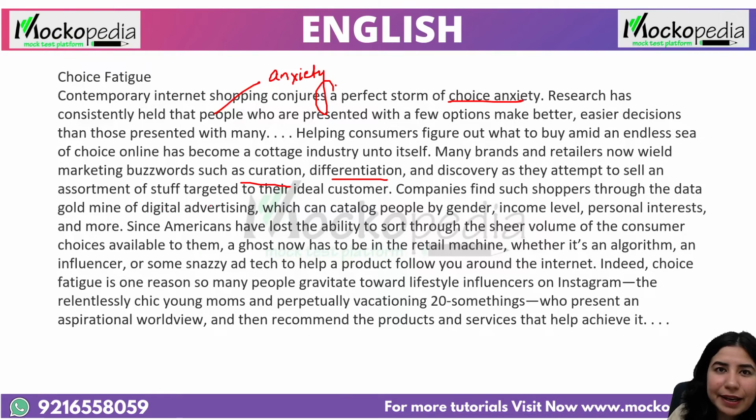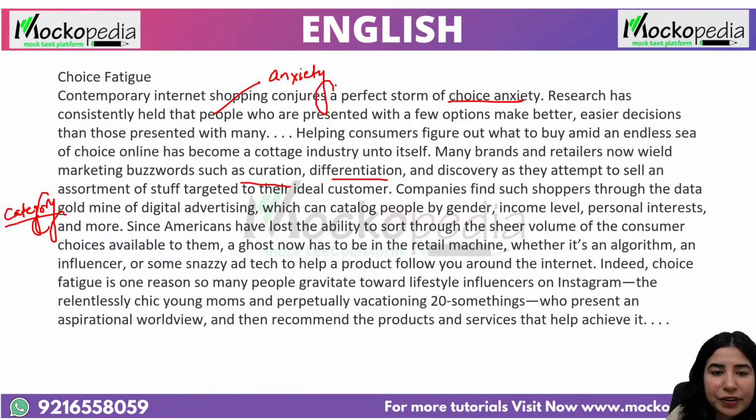So आपको पता है data analytics has become so popular, which can catalog people by gender, income level, personal interest. So how are they categorizations? तो आप category की बात कर सकते हो, right? Since Americans have lost their ability to sort through the sheer volume of consumer choices, a ghost has to be in the retail machine, whether it's an algorithm or influencer or some snazzy ed tech to help a product follow you around the internet. I'm sure ये आपने देखा होगा कि अगर आप suppose, I mean, this is very recent on Myntra. I was looking for some curtains for my house, and there's so many other options from different sites that are popping in on my social media. Right, so that's what they're saying.